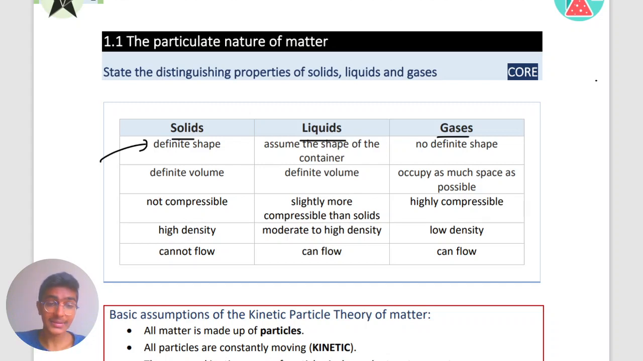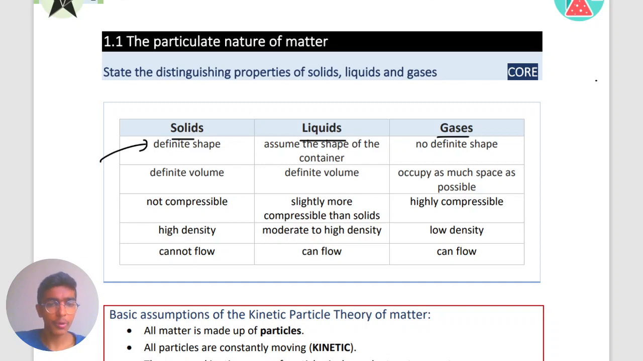And then with gases, it's saying there's no definite shape. That means that it will move randomly. You cannot determine the shape it will make. If I put it in some other container, you will not find a definite shape that it forms, because it is a gas. So that is the first row.